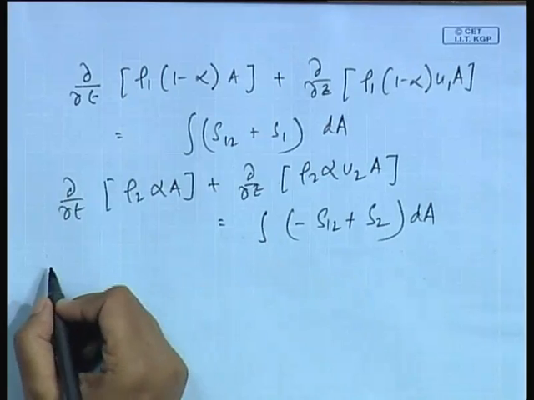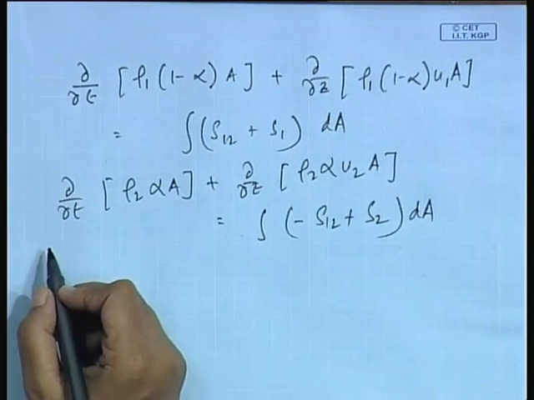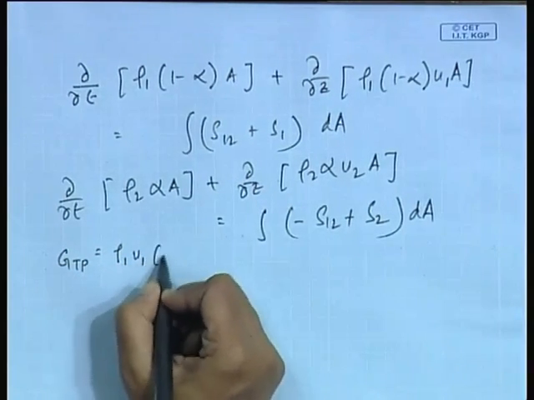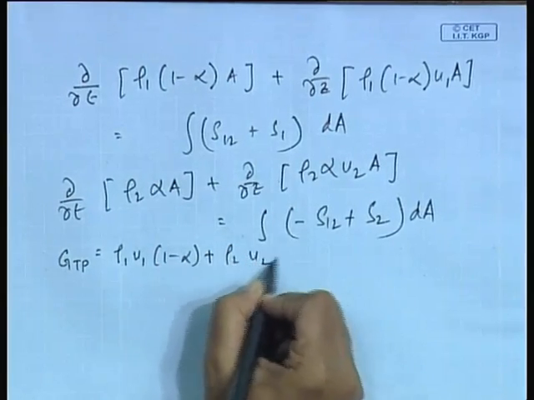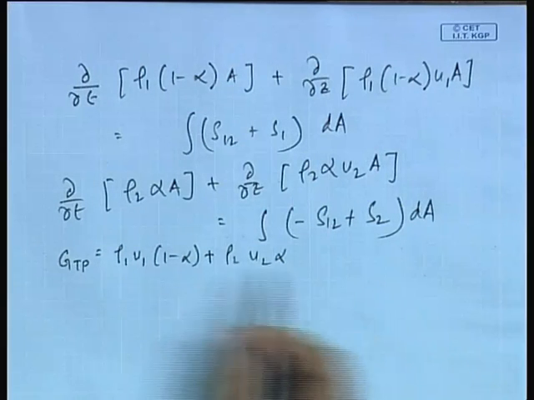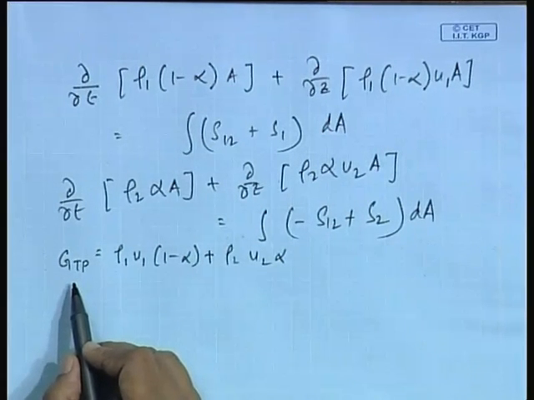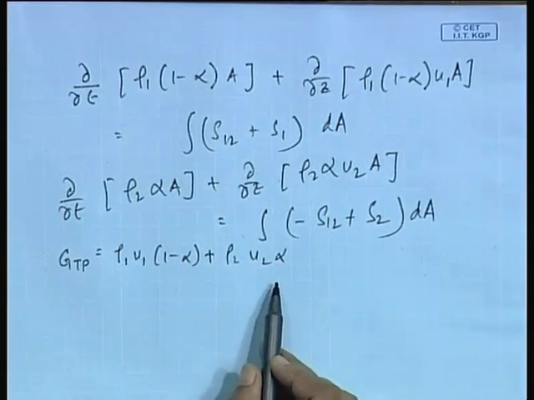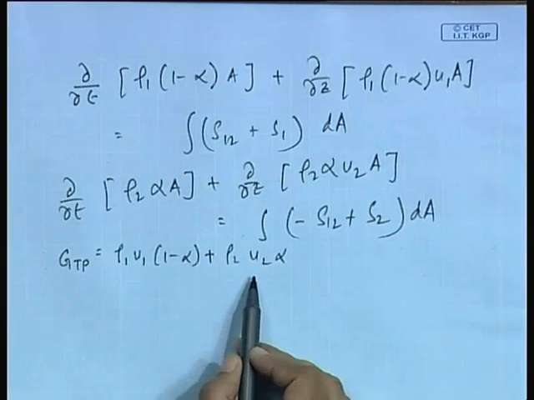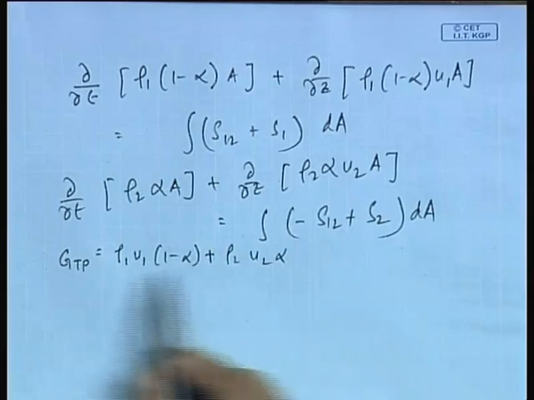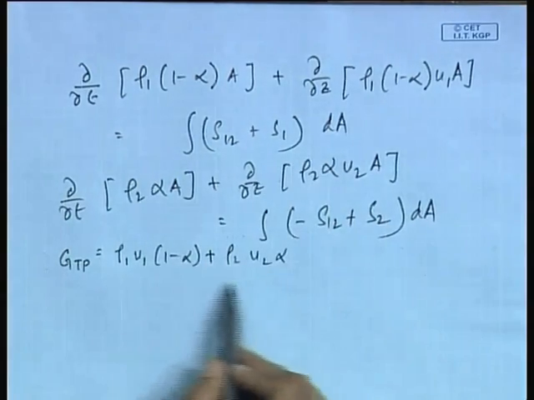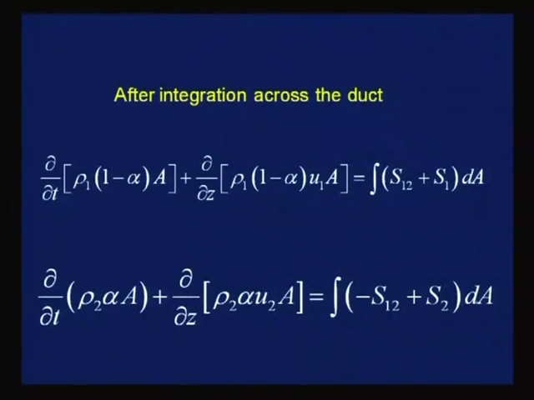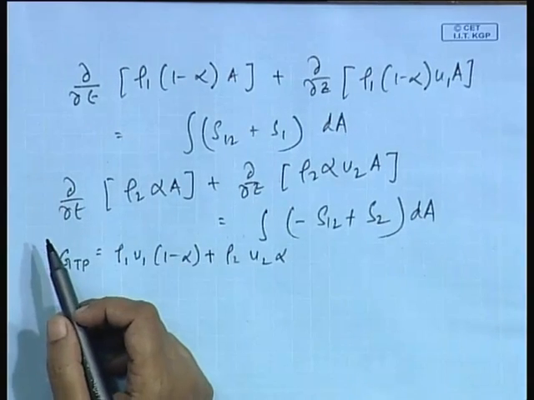Now, in this particular equation if we add the two and we consider that G TP is equal to rho 1 u 1 into 1 minus alpha plus rho 2 u 2 alpha, yes or no? Okay, G TP is nothing but rho TP U TP. What is rho TP? Rho 1 into 1 minus alpha plus rho 2 alpha, times U TP, which is U 1 plus U 2, is not it. So, therefore, G TP is something of this sort. So in this integrated form, if we add each of them and if we substitute this, just do it and see what you are going to get. Simply do it and then you see what you are going to get in this particular situation.